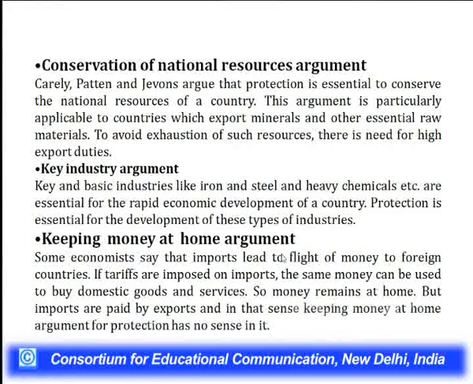Keeping money at home argument. Some economists say that imports lead to flight of money to foreign countries. If tariffs are imposed on imports, the same money can be used to buy domestic goods and services. So, money remains at home, but imports are paid by exports, and in that sense, the keeping money at home argument for protection has no sense in it.